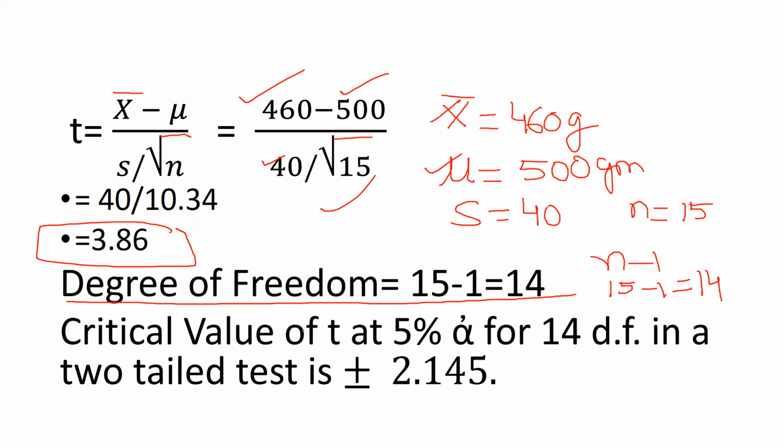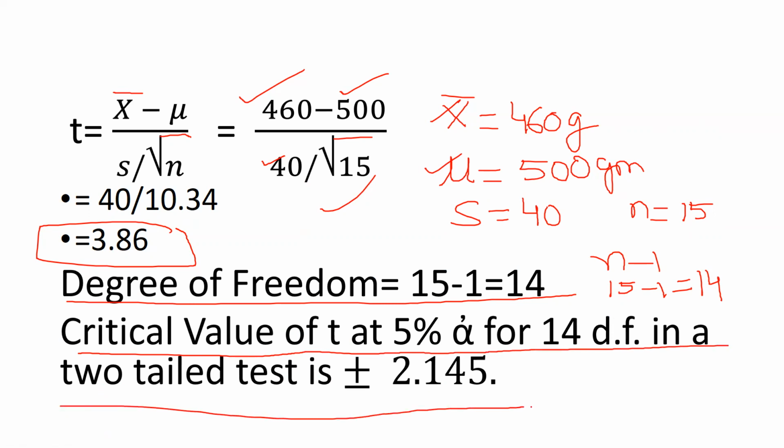Then there is the critical value of t. We find out the critical value, or we can call it the table value, at 5% alpha for 14 degrees of freedom in a two-tailed test, which is plus minus 2.145. The calculated value would also be negative, minus 3.86. So we are going to ignore the sign because that is only the direction. We will only consider the numbers. So which value is greater? This is the table value, 2.145, and 3.86 is the calculated value. So in our case, the calculated value is greater than the table value.